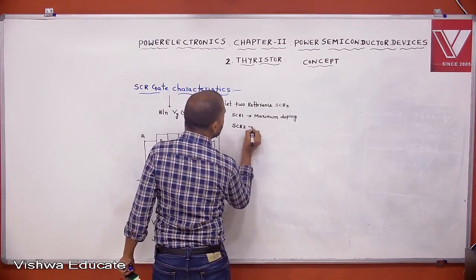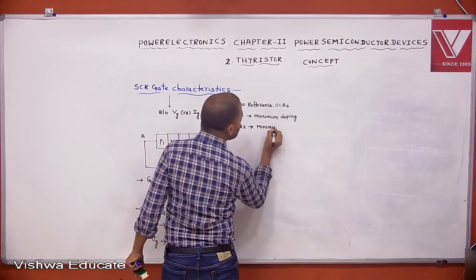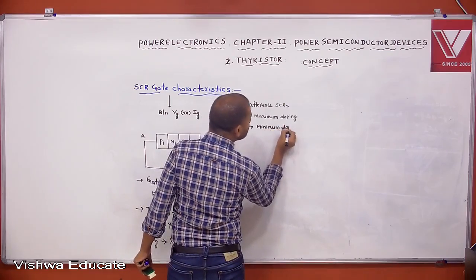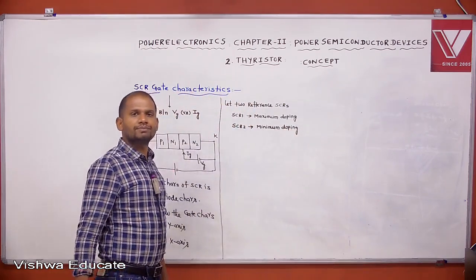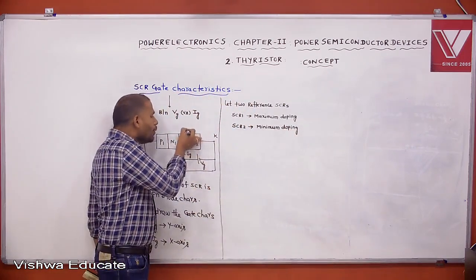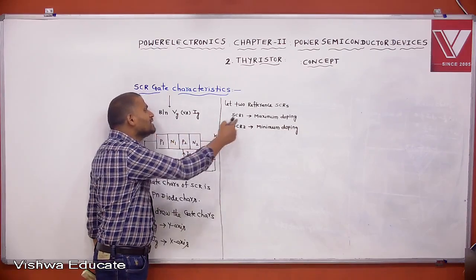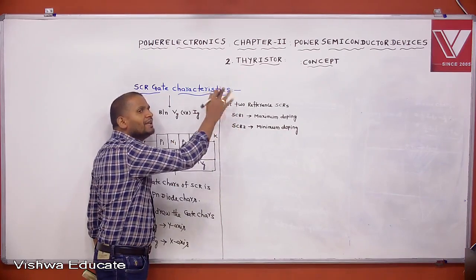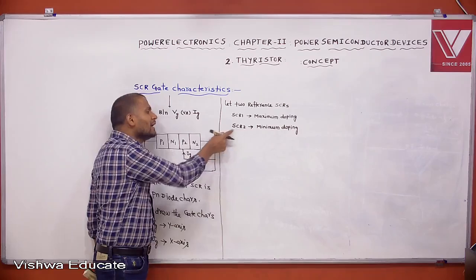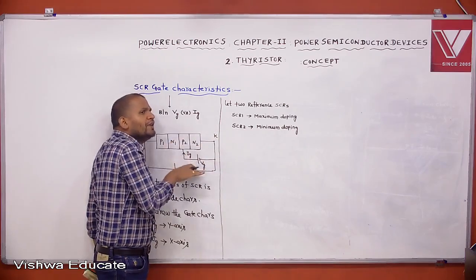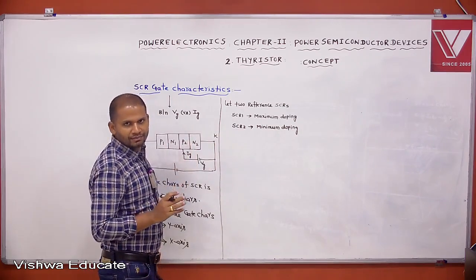SCR2 is the minimum doping concentration. That means we are considering the two reference SCRs. This PN junction is maximum doping. Beyond that, it is not possible. Like that, we consider one SCR. Another SCR is minimum doping. Below this, we cannot dope. Like that, we consider the two reference SCRs.